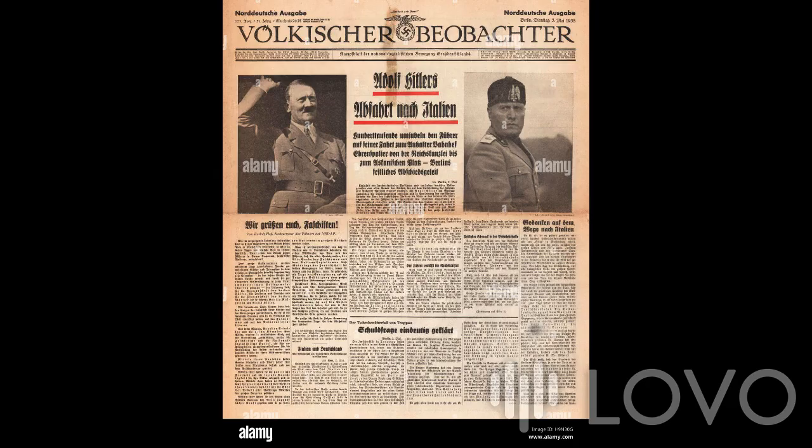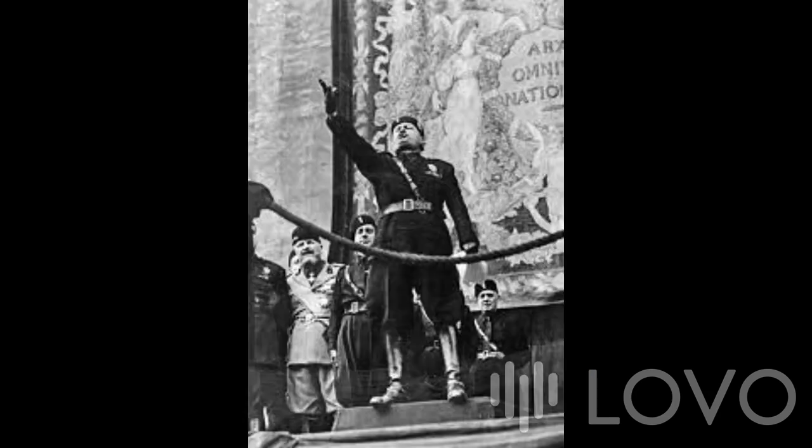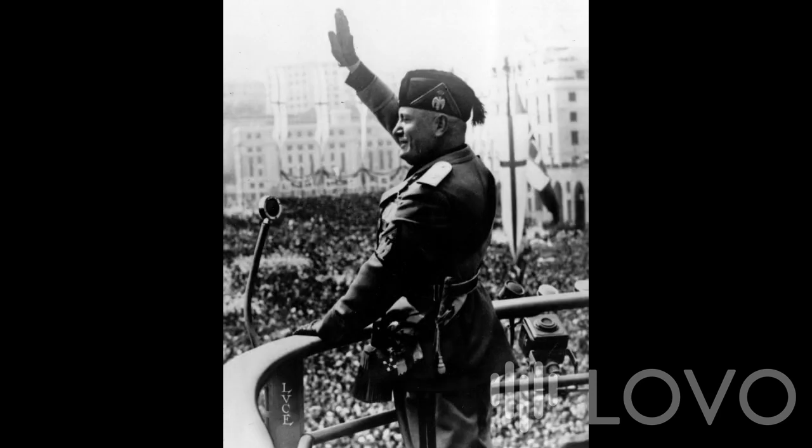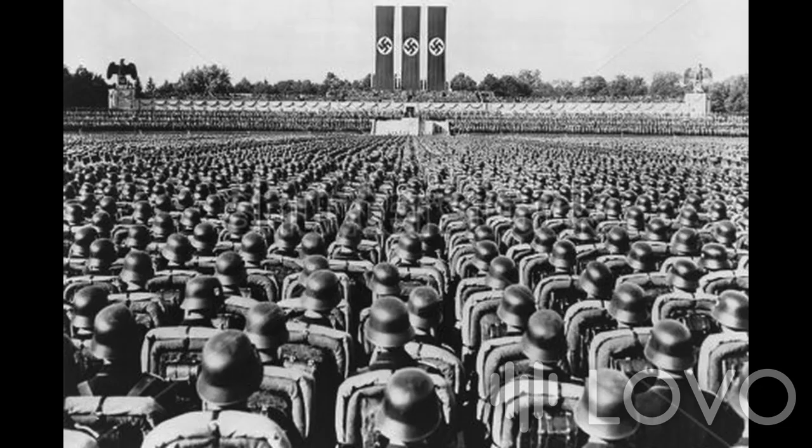In Italy, Mussolini sought to expand Italian territory through military conquests in Africa and the Balkans. In Germany, Hitler sought to establish a new German empire known as the Third Reich through the annexation of Austria and Czechoslovakia and the invasion of Poland.